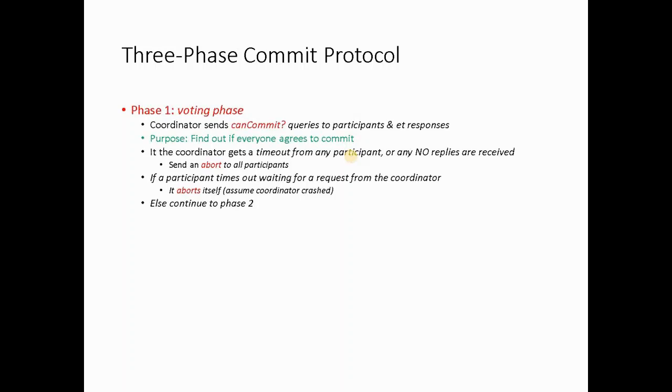So let's look at all the phases together. Phase 1, like in the previous case, is the voting phase. The coordinator starts by sending can-commit, to find out if everyone agrees to commit. If the coordinator gets a timeout, remember this timeout is introduced for all the nodes, and no replies, then it aborts to all participants. If the participant times out waiting for the request from the coordinator, again it aborts itself. That means it assumes that the coordinator has crashed.